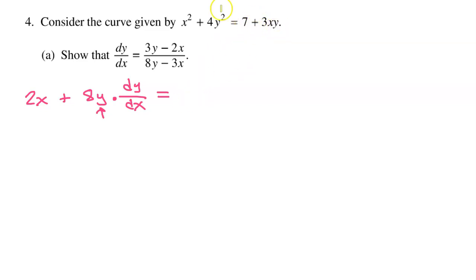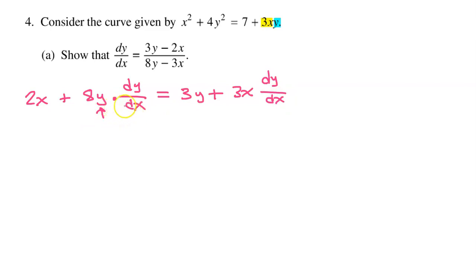And now we're going to use the product rule on this term. So I will look at it as 3x times y. So I'm going to first take the derivative of 3x, which is just 3. And then I'm going to leave the second factor alone, so I have 3y plus. Now I'm going to go through again. This time I'm going to leave the first factor alone, so I have 3x. But I'm going to multiply by the derivative of the second factor, which is dy/dx.